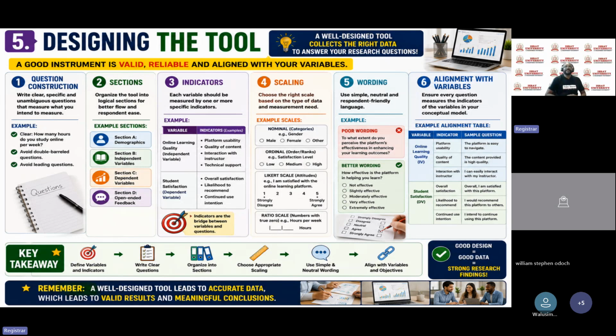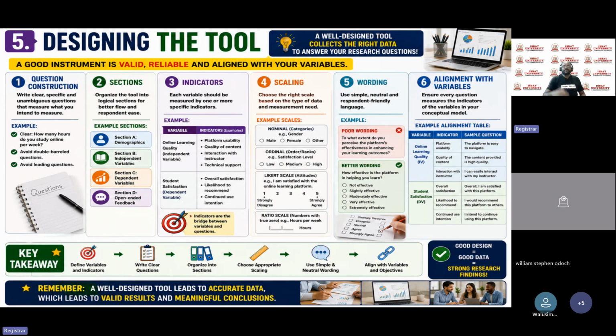Don't use poor wordings like this: To what extent do you perceive the platform's effectiveness in enhancing your learning outcome? You see, it's very complicated wording. Some people, when they write questions, may not be able to put a full stop because they cannot end the question. They keep on asking. You might see this in television shows. They ask you lengthy questions instead of a straight one-line question.